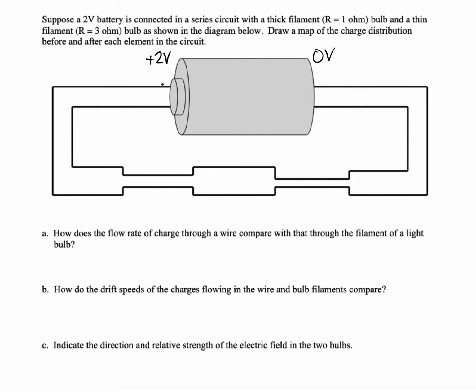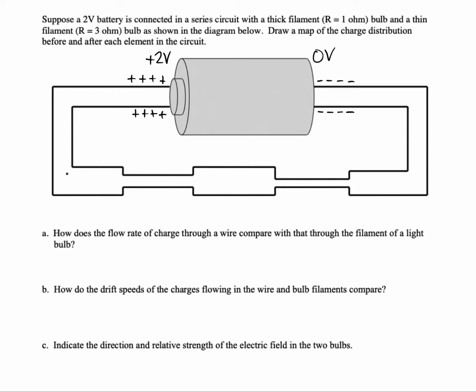And we'd like to show the distribution of surface charge along this wire. So points which are in contact with the positive terminal are going to have a lot of positive surface charge on them, compared to points which are on the negative terminal. There we'll have a lot of negative surface charge.